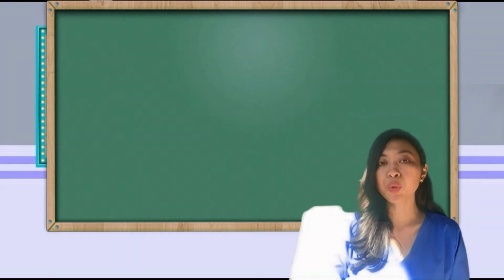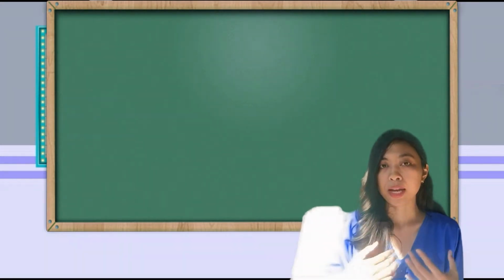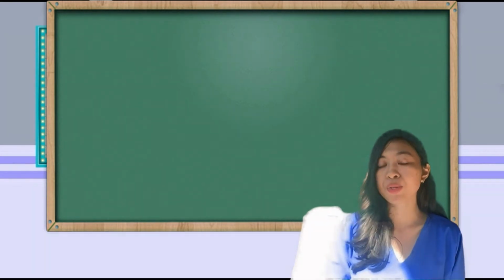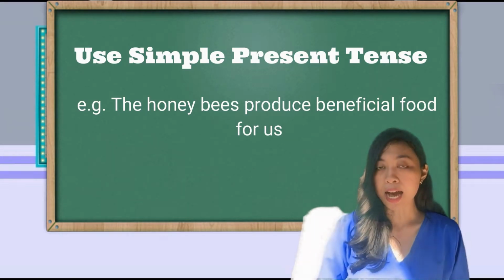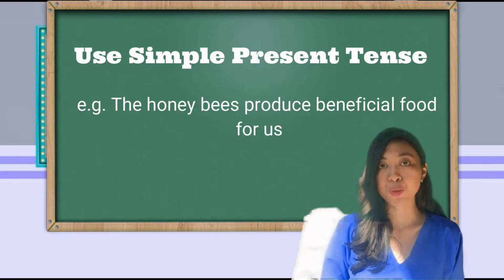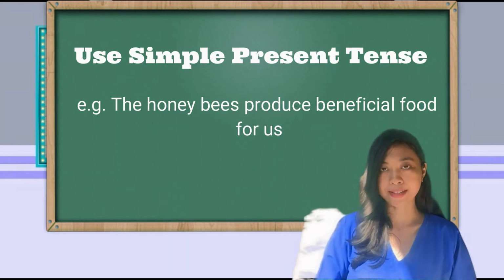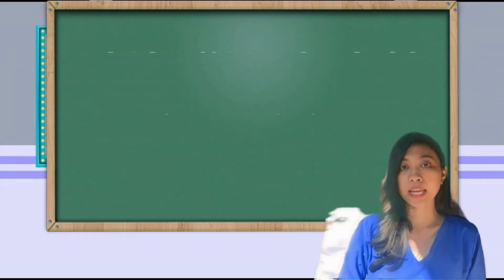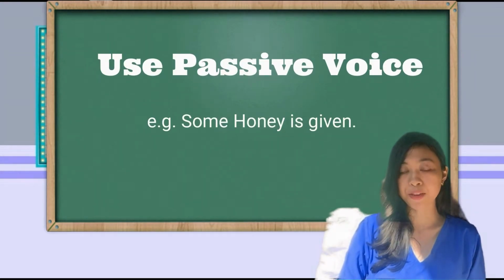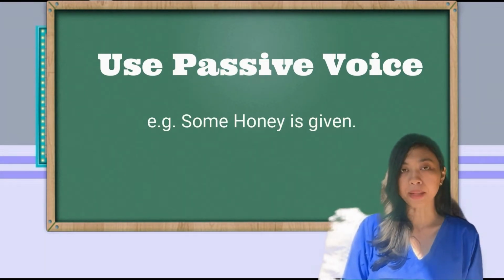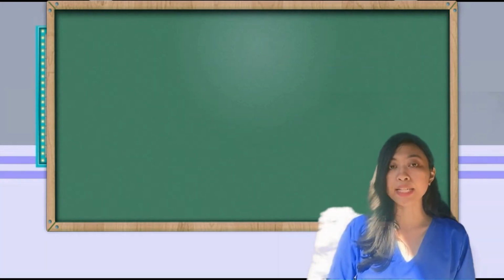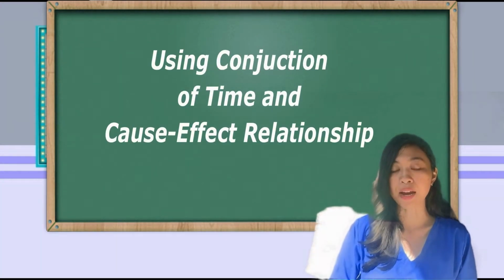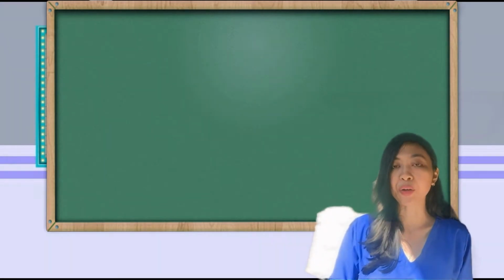And the second language features of explanation text is using simple present tense. For example, the honeybees produce beneficial food for us. Third is using passive voice. For example, some honey is given. Fourth is using conjunction of time and cause-effect relationship.